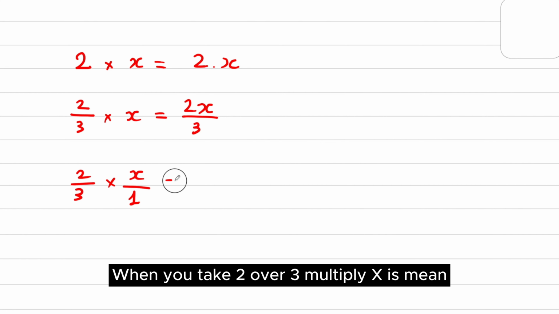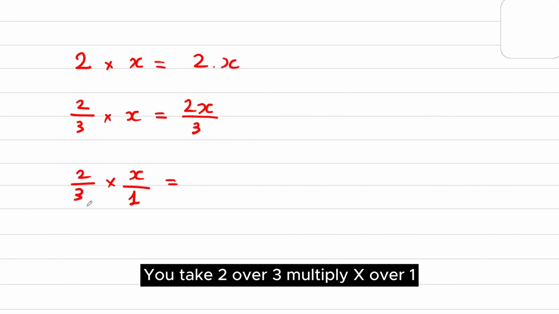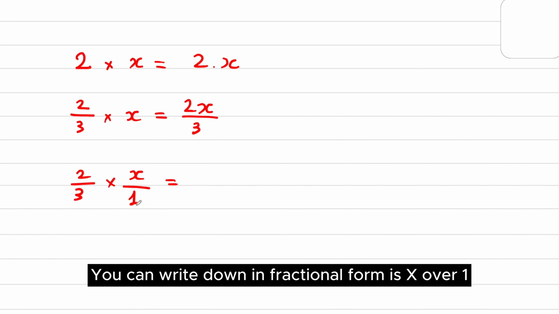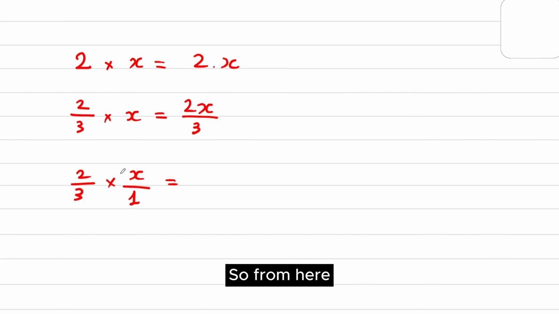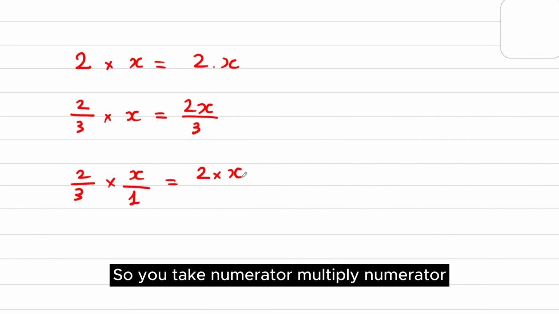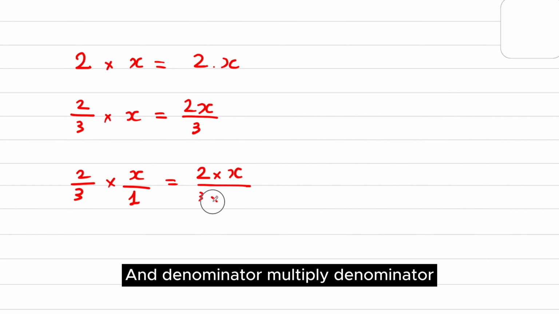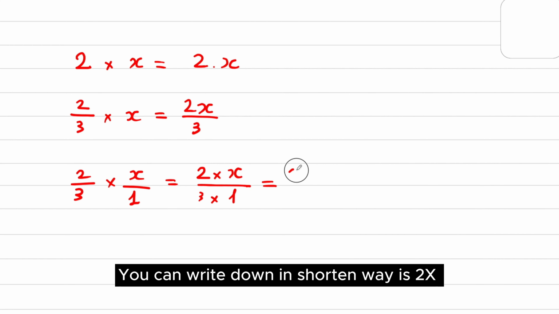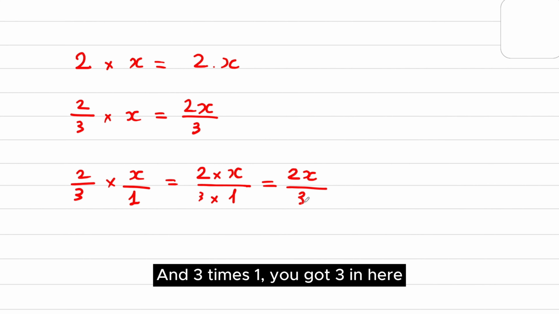When you take 2 over 3 multiplied by x, it means you take 2 over 3 multiplied by x over 1. So for this x, you can write it in fractional form as x over 1. From here you get fraction times fraction multiplication. You multiply numerator by numerator and denominator by denominator. Look at this: you get 2 times x, which you can write in shortened form as 2x, and 3 times 1 gives 3.